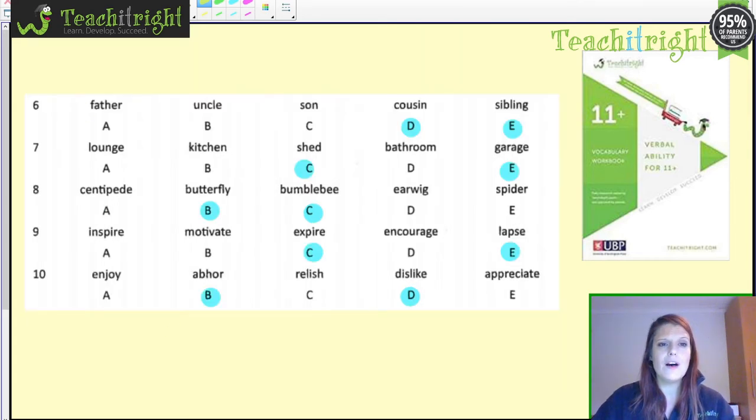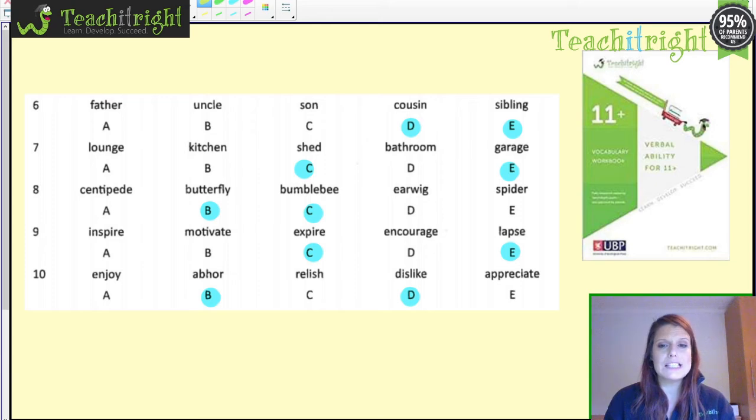Then we had father, uncle, son, cousin, and sibling. And this is similar to the one we had in the odd one out. Father, uncle, and son are all male members of the family, whereas a cousin and a sibling could be either. A sibling could be a brother or a sister. 7, shed and garage are all places outside of the house. Butterfly and bumblebee fly, the others do not.